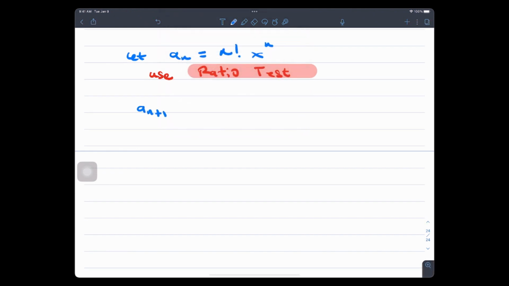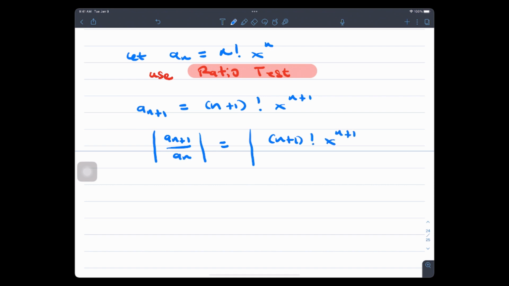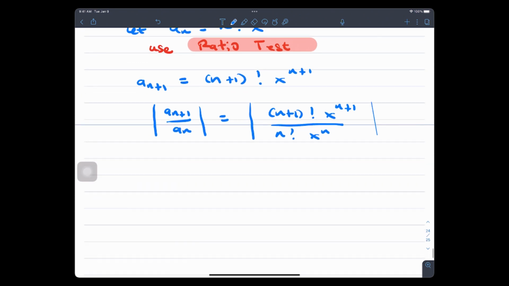You have a_(n+1). If I change my n term to n plus 1, that just changes wherever there's an n. It's now n plus 1. And so now, again, you take the ratio of a_(n+1) to a_n, and that'll be (n+1) factorial times x to the n plus 1, over n factorial times x to the n. Right? So this is the ratio test.